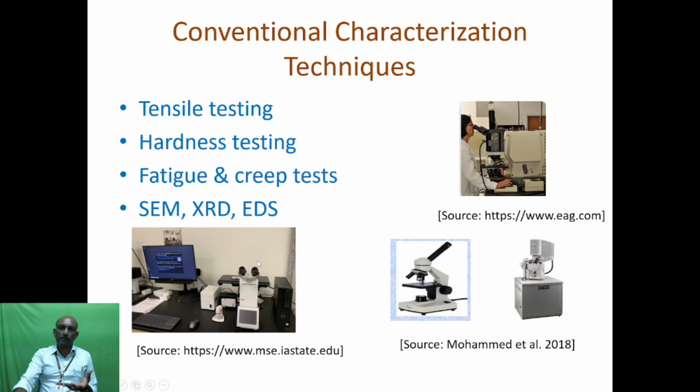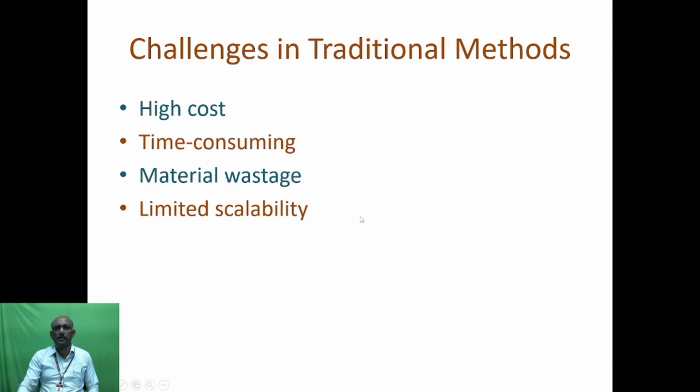UTMs are available nowadays, using computerized universal testing machines. So we can characterize the tensile and compression properties, and even axial fatigue can be studied for this material. These are some microscopic testing components and analysis. These are the conventional methods available to study material characterization.